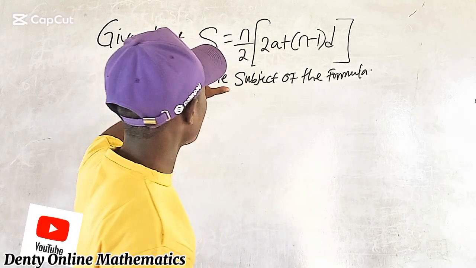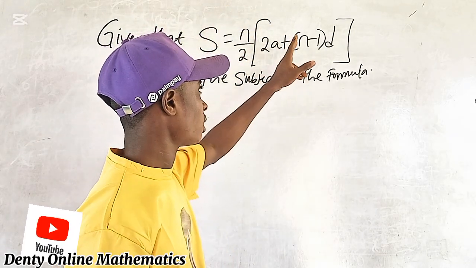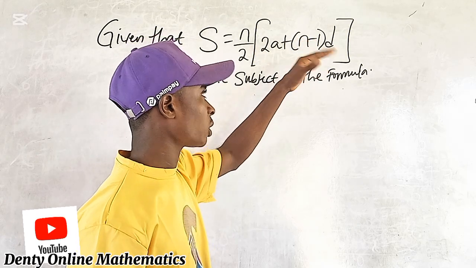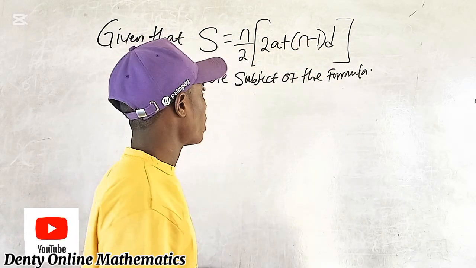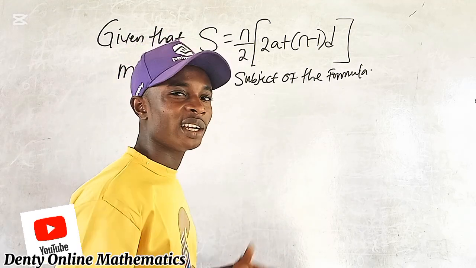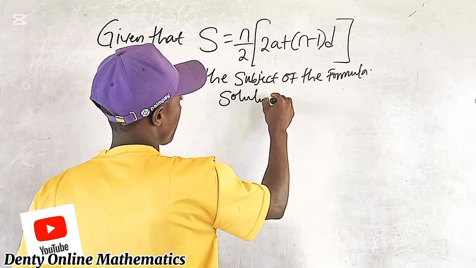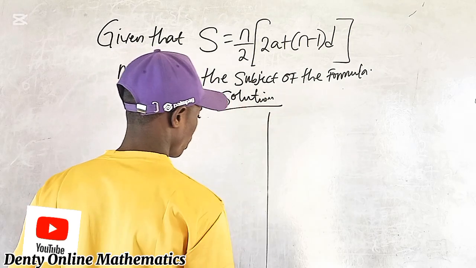Alright, we are given that S = (n/2)(2a + (n − 1)d), and we are asked to make d the subject of the formula. It's very simple. Here's the solution to this problem.